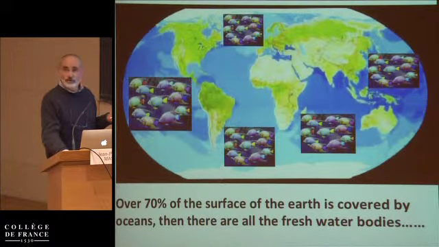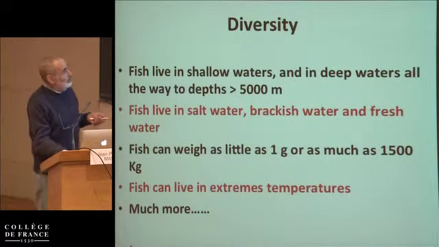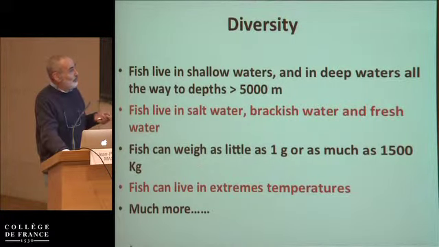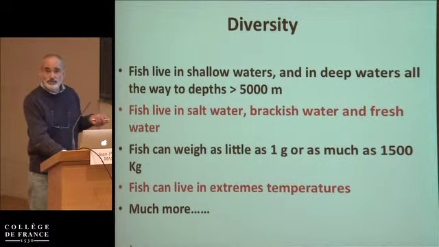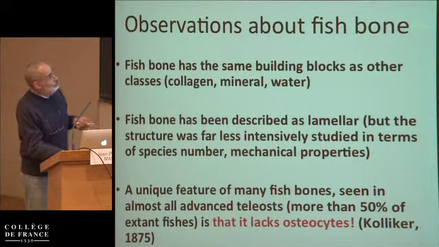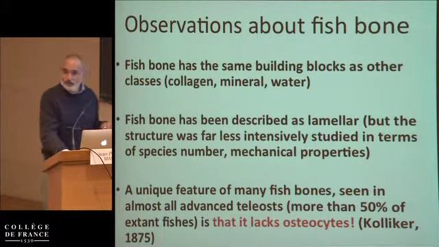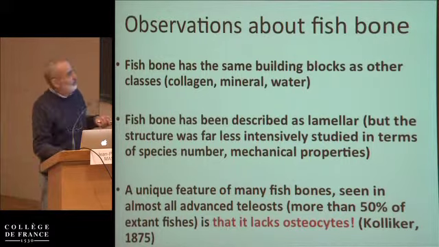So fish are everywhere. They're in the oceans, in the fresh waters. They can be small and large. They can live in extreme depths and extreme temperatures. So they must have solved a lot of problems, including the skeleton. Some observations about fish bone. First of all, fish bone has the same building blocks. So that hasn't changed. Collagen, hydroxyapatite, water, non-collagenous proteins.